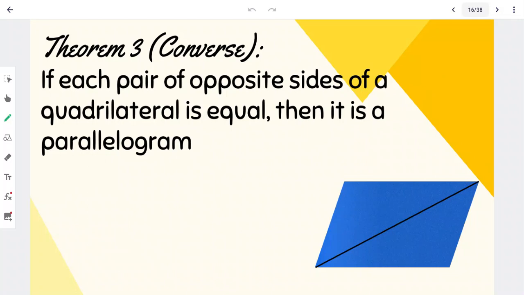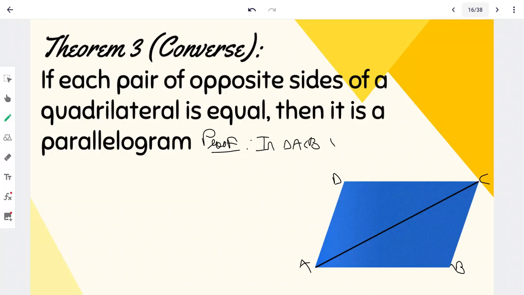Next, theorem 3 is the converse. What is the converse? If each pair of opposite sides of a quadrilateral is equal, then it is a parallelogram. It means that in a quadrilateral, if opposite sides are equal, then only it is a parallelogram. So how will you prove it? Let's prove it now. Let's say again we have the same figure ABCD. Now we'll directly come to the triangles.